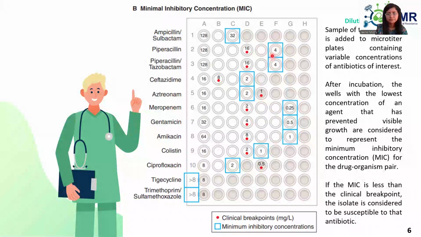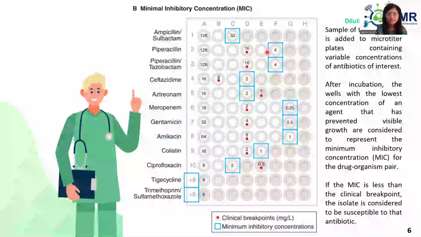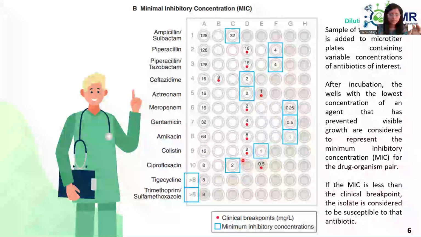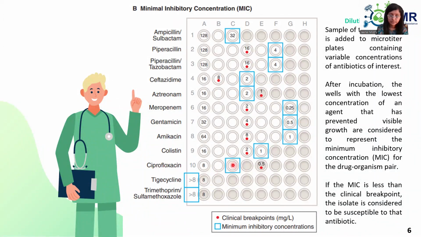blue square, right? So if the MIC is less than the clinical breakpoint, we say that piperacillin is susceptible for the particular organism. But if the clinical breakpoint is like 0.5, and this is the minimum inhibitory concentration, then ciprofloxacin is resistant or maybe in the intermediate range. If there is a one, it is intermediate, and if there is a two, it is resistant, right?